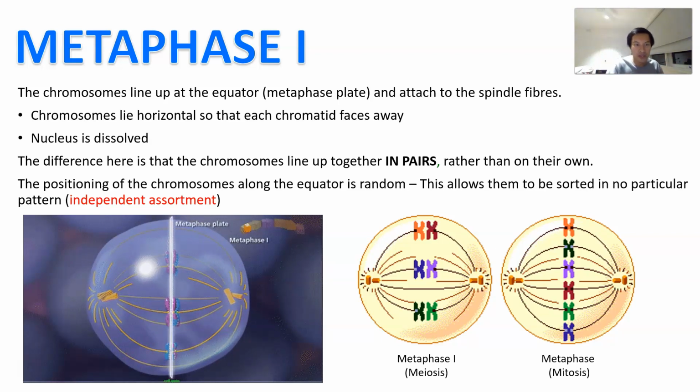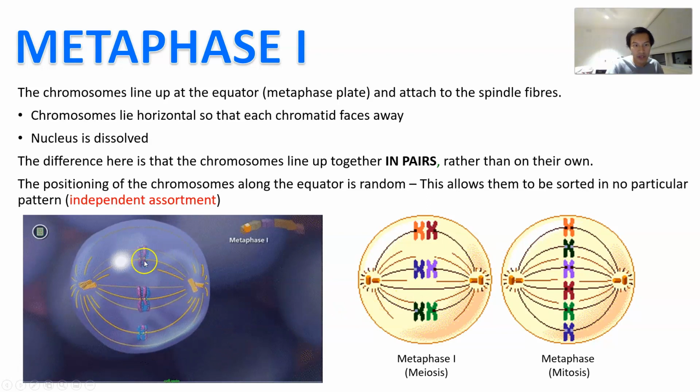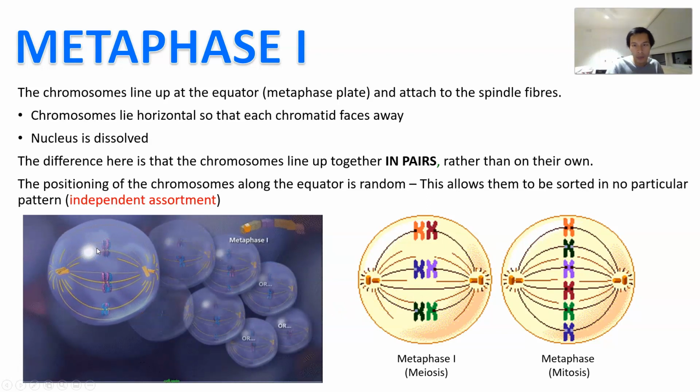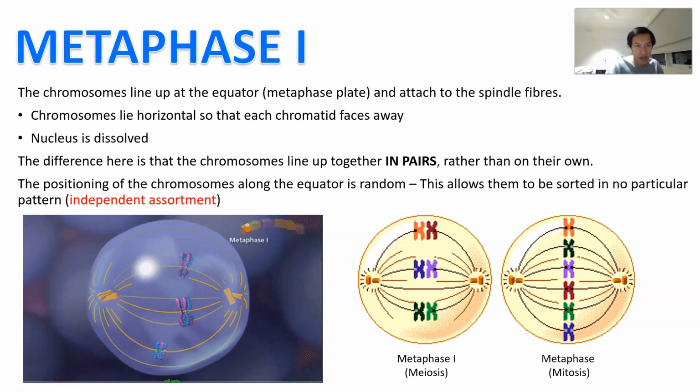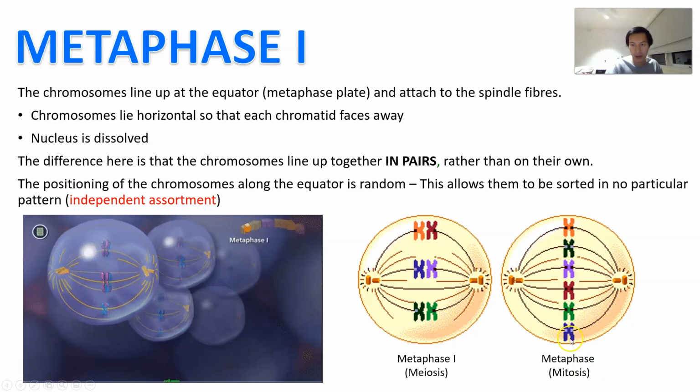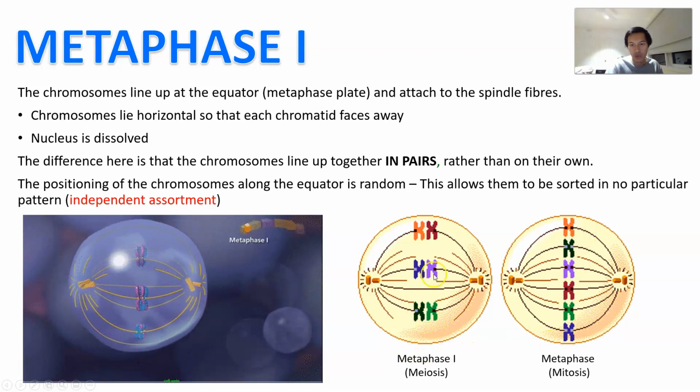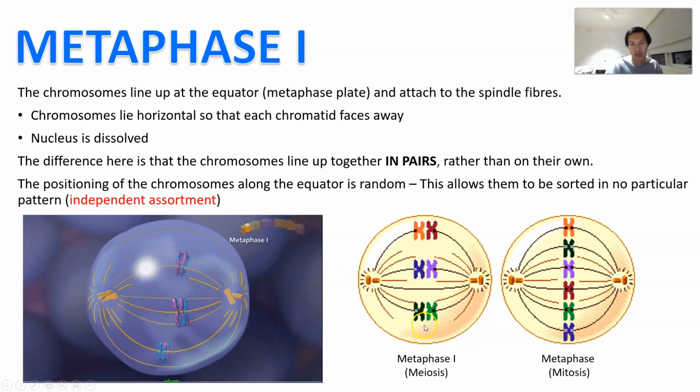However, the only difference that you're going to see between metaphase 1 and metaphase in mitosis is that they're not going to line up singly. They're going to line up in pairs, right? So metaphase in mitosis lines up along the same equator plate singly, 46 chromosomes up along here. Whereas in metaphase 1, you're going to see 23 pairs line up next to each other in this particular fashion, okay?